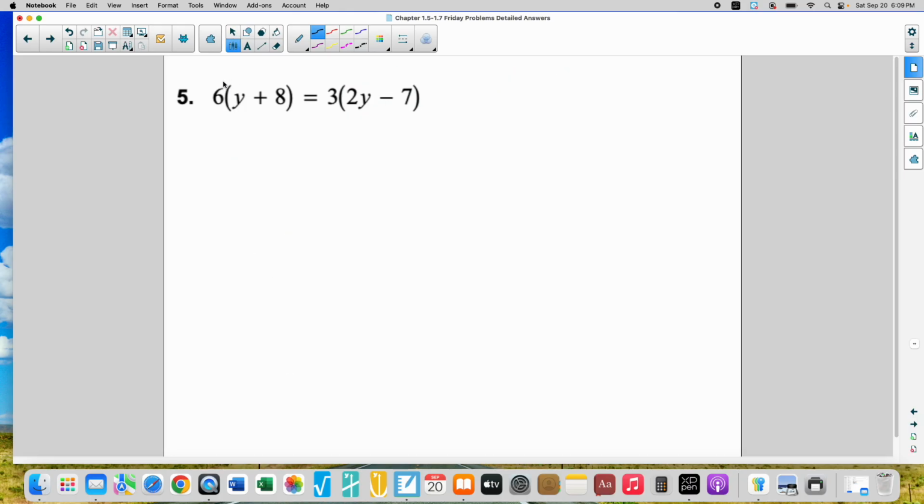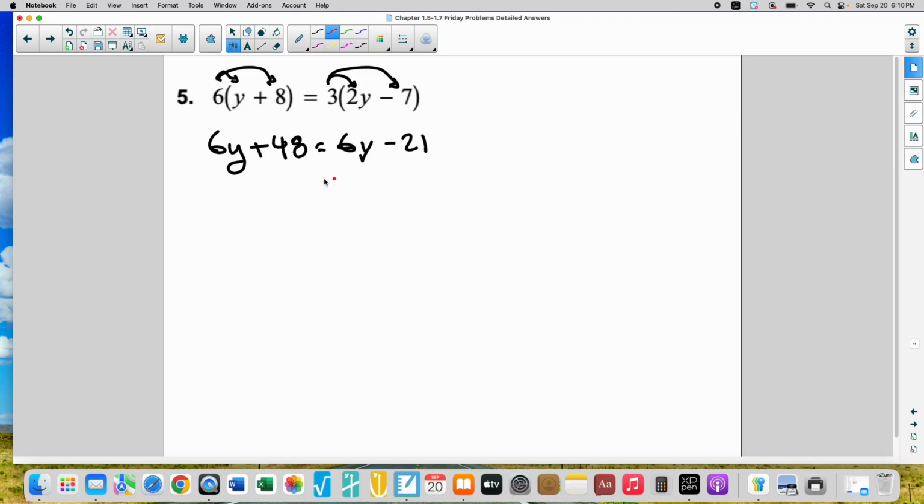Here is the interesting one. So let's distribute. 6 times y is 6y. 6 times 8 is 48. 3 times 2y is 6y. 3 times negative 7 is negative 21.